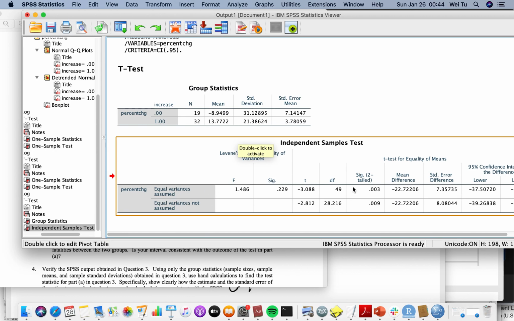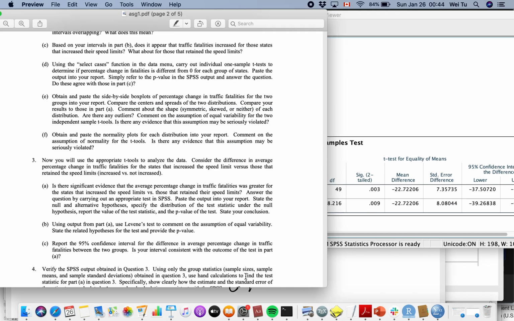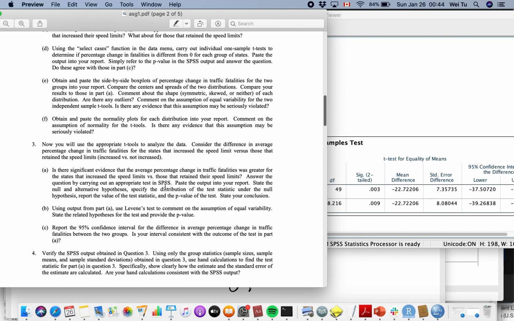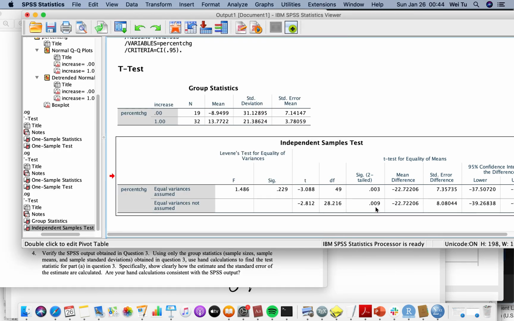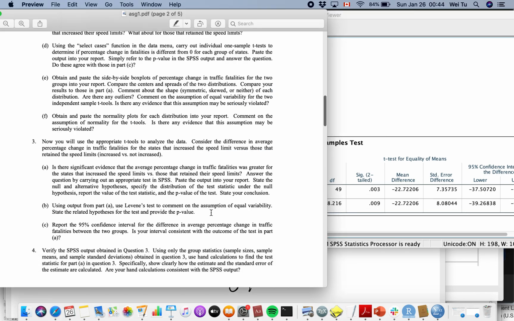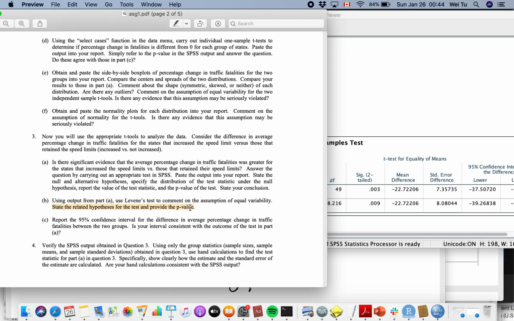For equal variance, we see that the p-value is very small. The two-sided p-value is 0.003. We have to divide this p-value by 2 because we're doing a one-sided test, and compared with 0.05, we're rejecting. Rejecting means that there are significant differences between the yes states and no states. Here they also ask what the distribution of the test statistic is. We're doing a t-test, so it's a t distribution with 49 degrees of freedom.